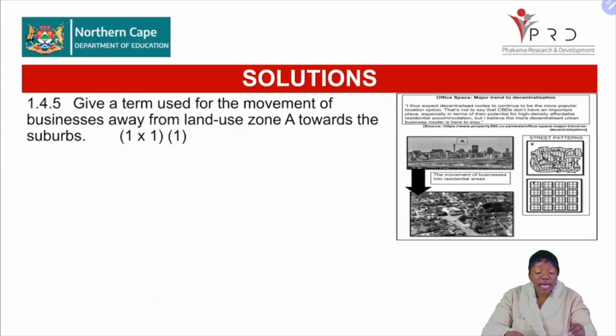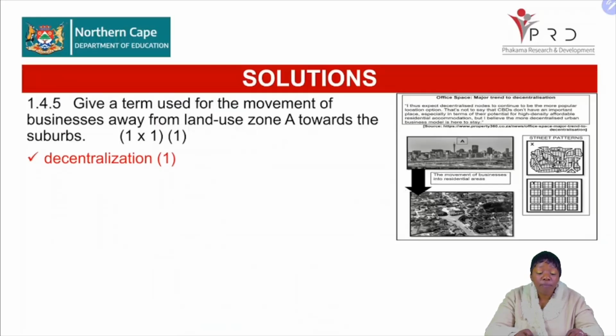Then we're looking at our question 1.4.5, whereby you're supposed to give a term that describes the movement of businesses away from the land use zone. Remember, it is decentralization. So where are they decentralizing to? To the OBD, your out business district.